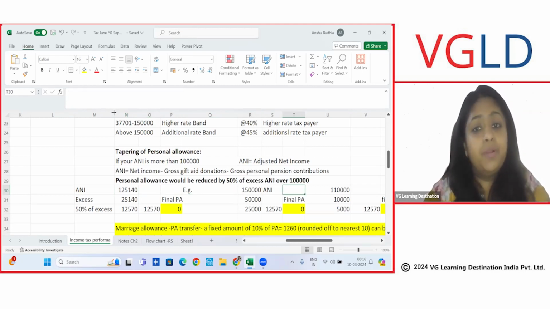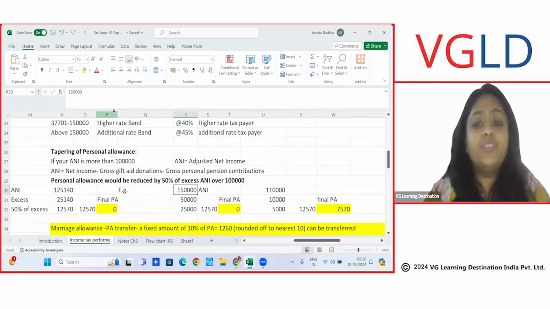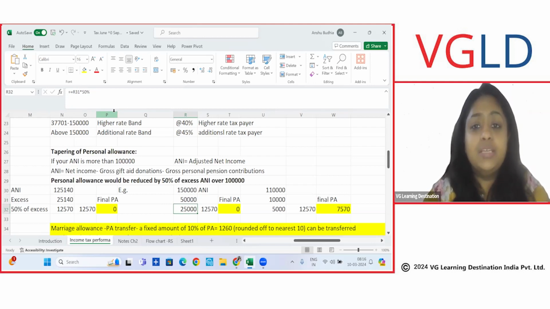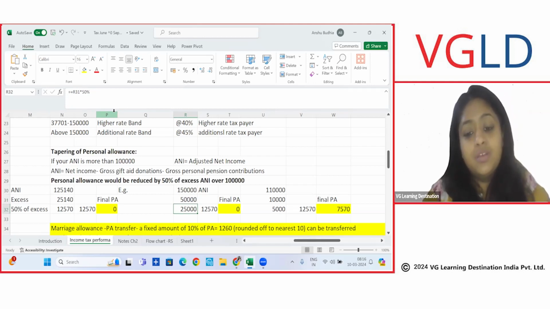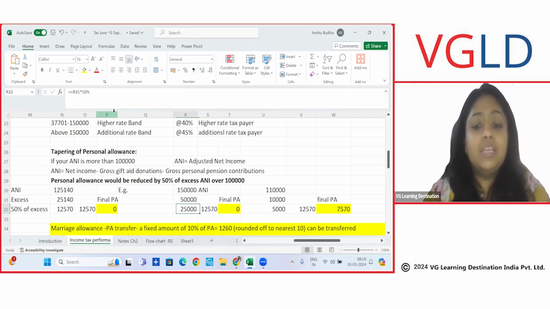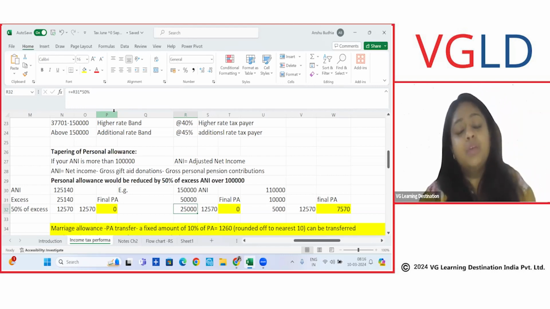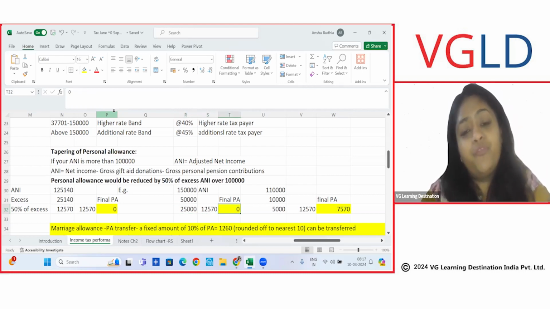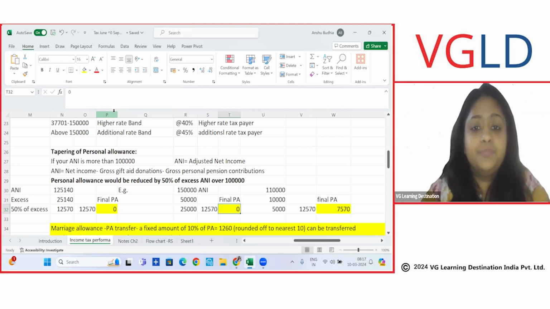Let's take one more example. If my ANI is 150,000, what is the excess over 1 lakh, guys? 50,000. 50% of it is 25,000. Reduce 25,000 from 12,570. You will get something negative. But I told you, PA can never become negative. You can never ask PA from HMRC, saying you give us the PA. No. It will always be reduced to 0. So since it is coming negative, final PA will be 0. I hope these 3 examples are clear.